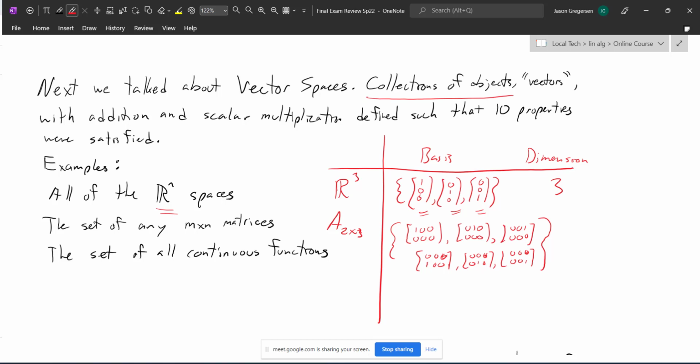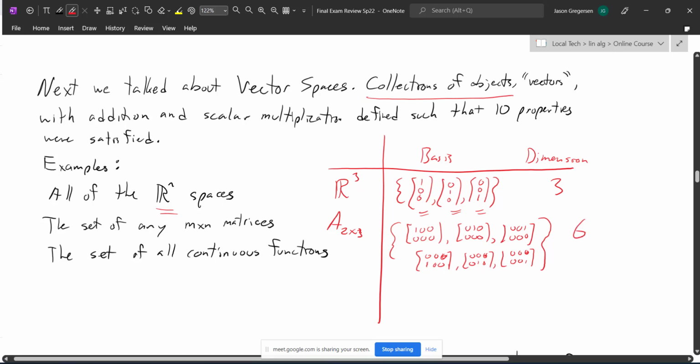In this case, what would the dimension of this vector space be? Go ahead and type that into the chat real quick. What would the dimension of this vector space, the set of all 2 by 3 matrices, be? All right, perfect. So a quick answer there. The dimension would be 6. There are 6 vectors in this basis.